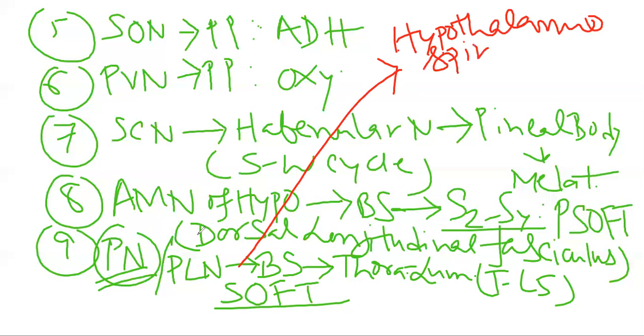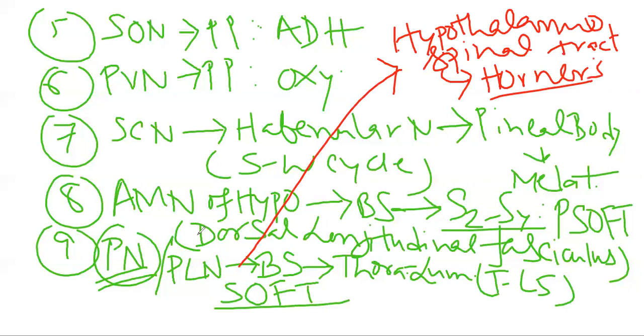If the hypothalamospinal tract is injured in any way, either by tumor, trauma or injury, that will lead to Horner syndrome. So Horner syndrome will be produced if this tract is paralyzed. This hypothalamospinal tract is the sympathetic outflow tract which originates from the posterolateral nuclei of the hypothalamus.